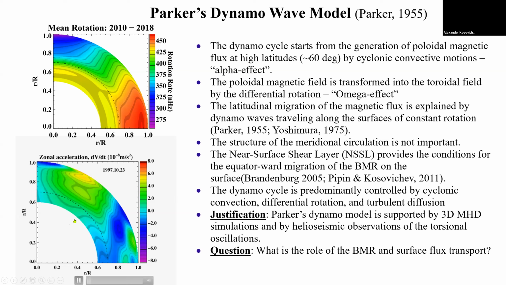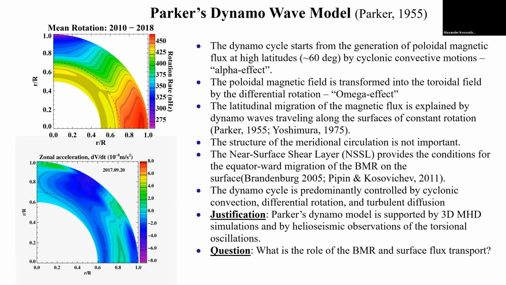So I played just a movie of torsion oscillations. This is a zonal acceleration from MDI and HMI, and we can see two waves. The zonal acceleration reflects a magnetic field, the dynamo magnetic field, and we can see two waves. One originated, as Parker predicted, at 60 degrees latitude, and it migrates towards the equator. This blue corresponds to the magnetic field band with negative zonal acceleration, deceleration.